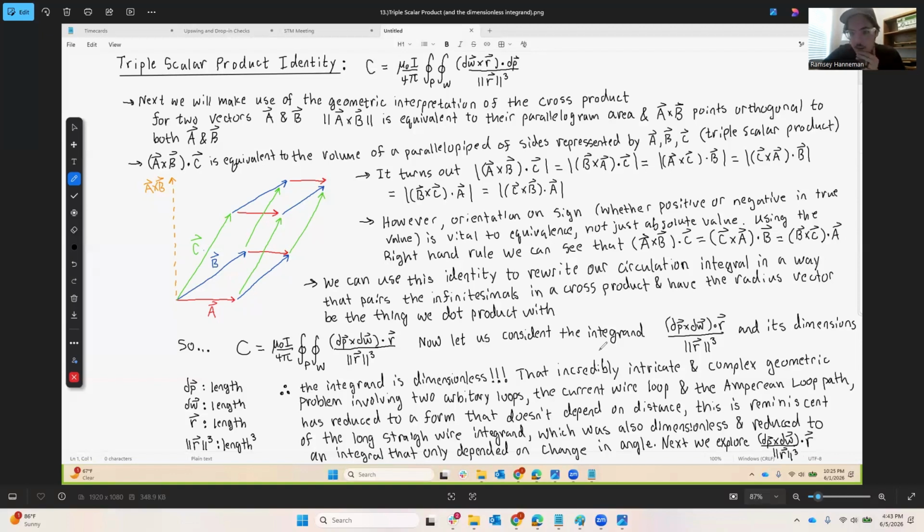So notice that A cross B, and the right-hand rule is super important here because direction matters. A cross B points up. Dotted with C, is that going to be positive or negative for this picture? Positive, right? Because A cross B has a component that is parallel to C. So whatever way we mix up this triple scalar product, we want to make sure that its result is positive.